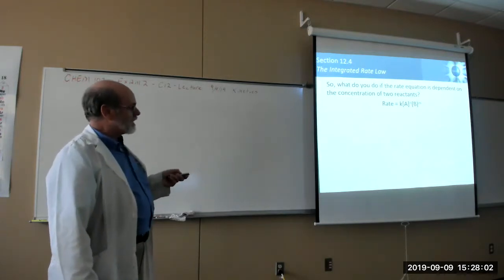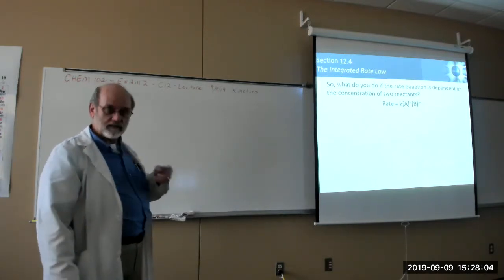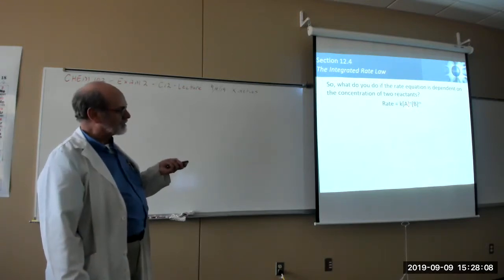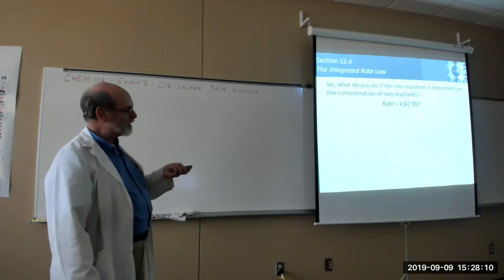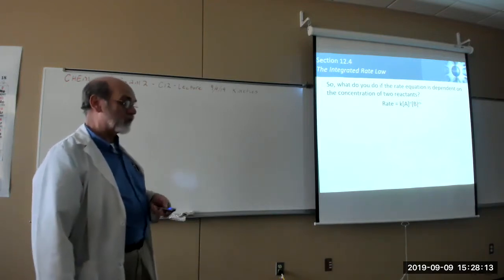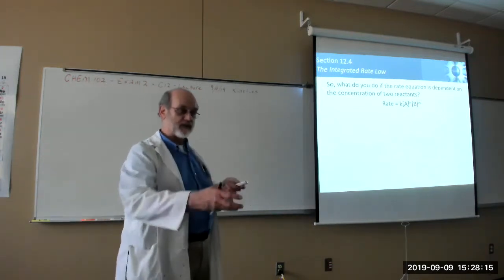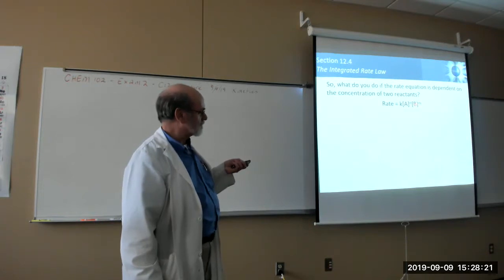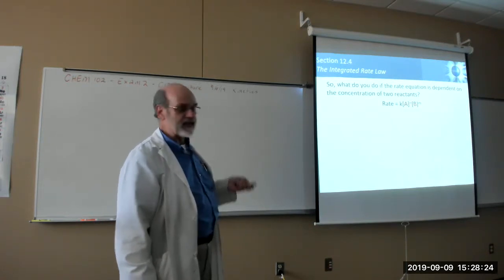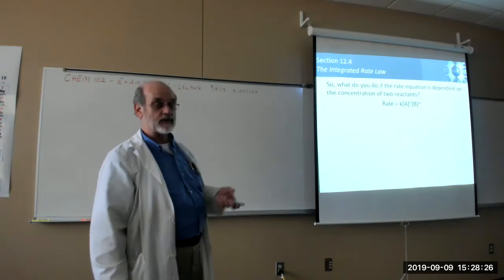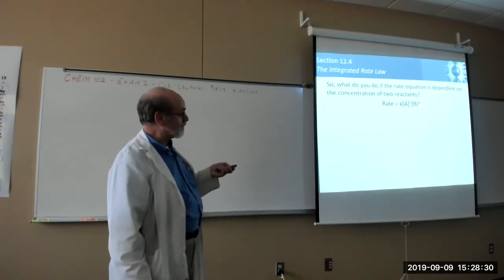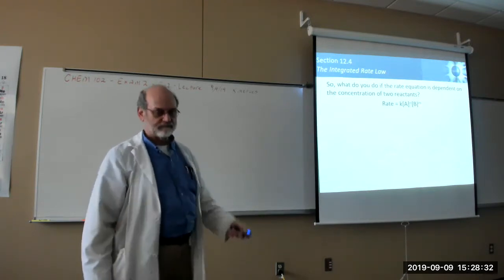So that would be comparing this one to our kinetics lab next week. A would be the color, the food dye, and B would be the bleach. So the first experiment we run, we have the bleach concentration so high that it doesn't change. And we let A change over time.